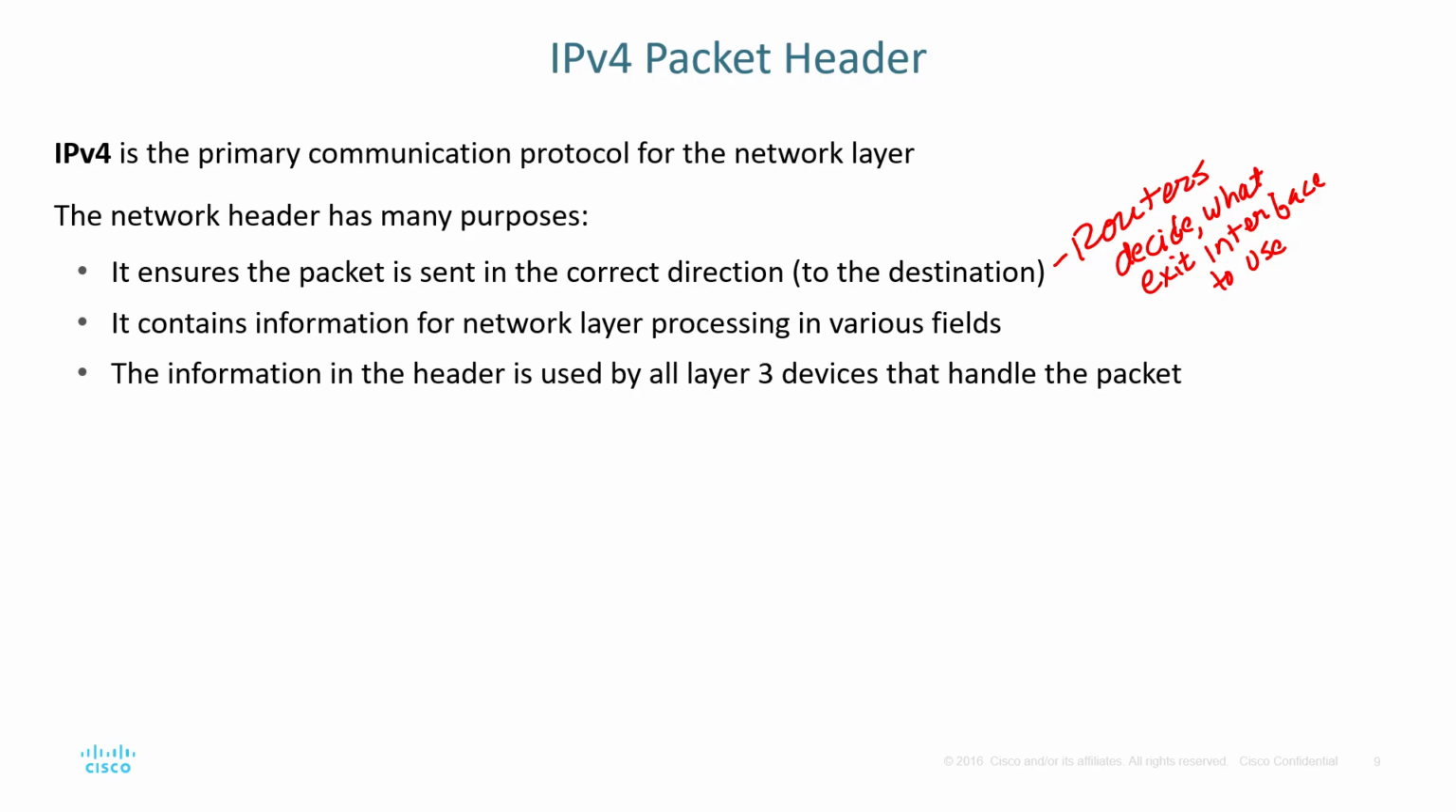So the first thing the router does is decide, can I deliver it myself? If I can't and I need to send it along, it then has to do this recursive lookup and say, okay, I know where it's going, but which one of my interfaces do I have to push it out in order to get it there? It contains information for network layer processing in various fields. The information in the header is used by all layer 3 devices that handle the packet. And again, the header information is simply source and destination IP.